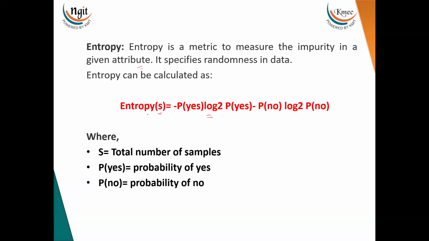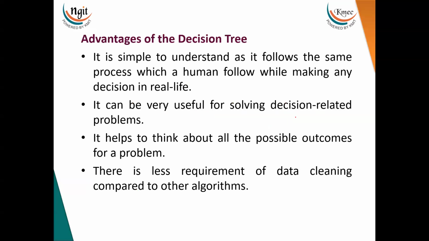Once you know entropy and the information gain, the feature with the highest information gain is taken as the root node. That is a very important step in the decision tree algorithm.